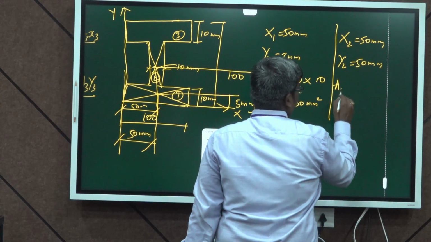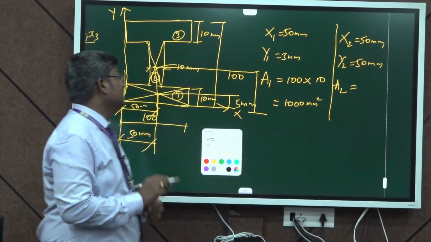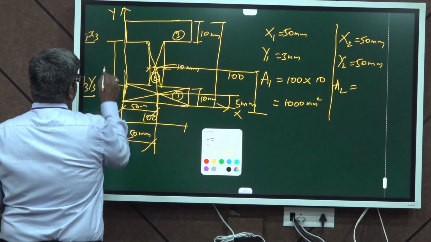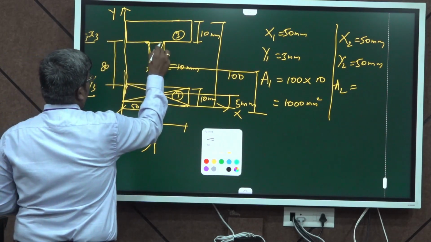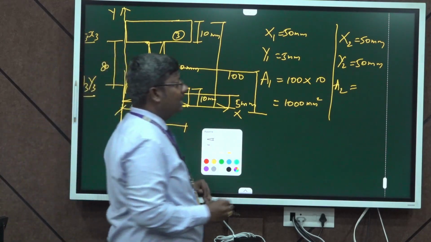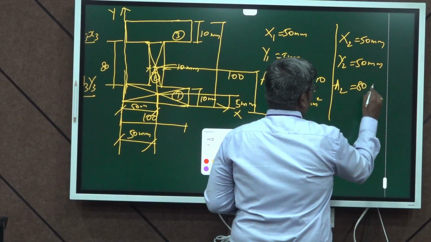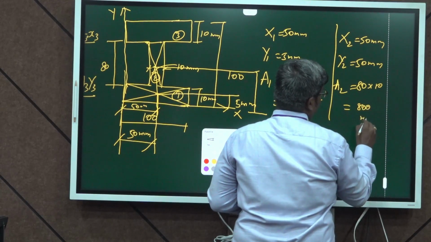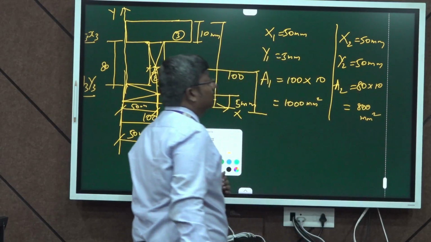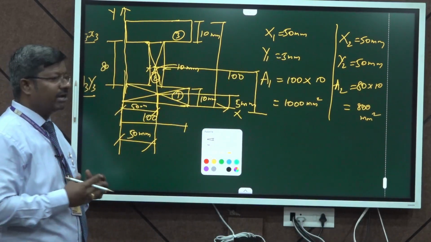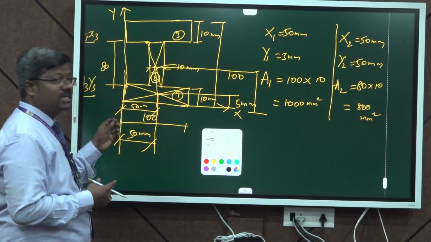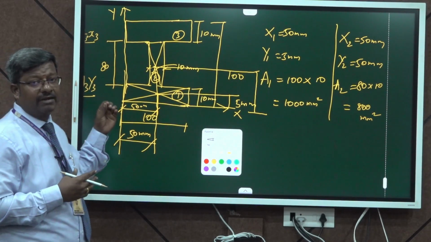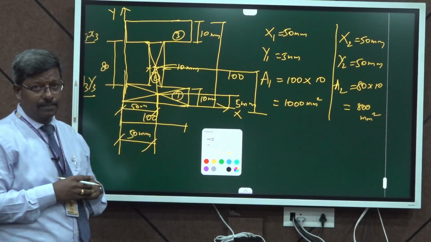Now, I am going to calculate the area of the second portion. The second portion dimension is 80 mm by 10 mm. By multiplying 80 mm and 10 mm, we get the area of the second portion, that is 800 millimeter square. So, we have calculated the center of gravity and the area for the first and second portions. Now, I am going to find out the area and the center of gravity for the third portion.